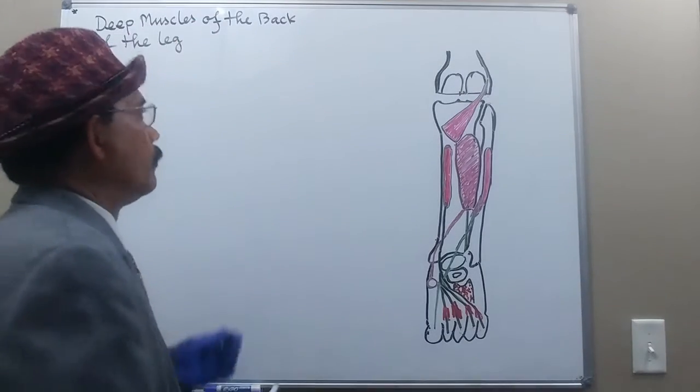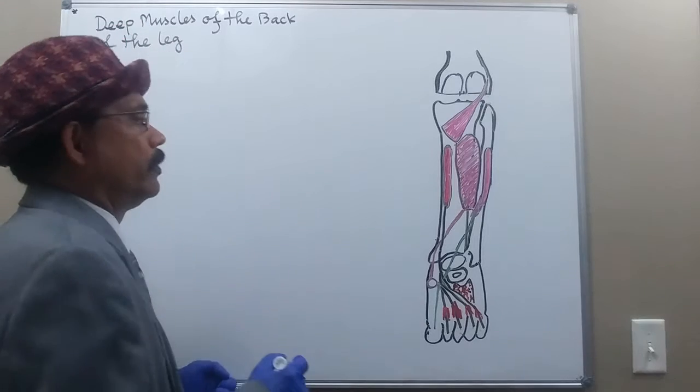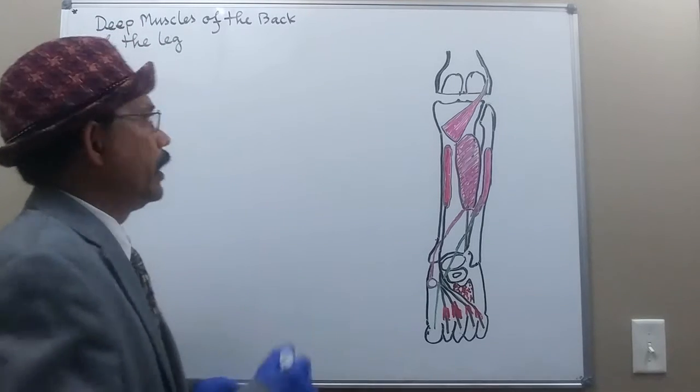Today I will discuss the deep muscles of the back of the leg. We have four deep muscles which are located in the back of the leg.